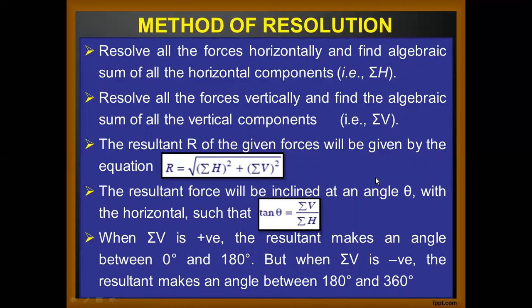In the same way, if the force is moving from 180 degrees to 360 degrees, that is, if the force is moving along the downward direction, then it should be considered as a negative force. The angle between them will be 180 to 360 degrees. That will be discussed in the next slide.